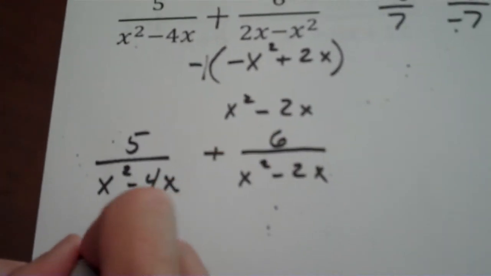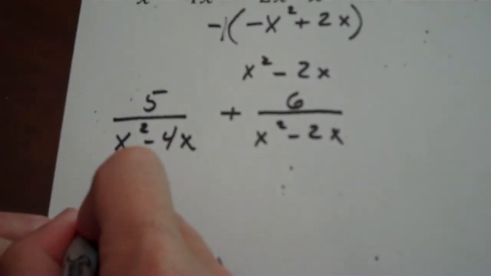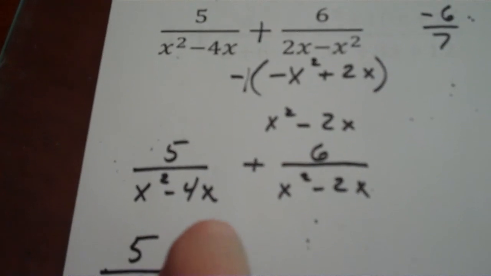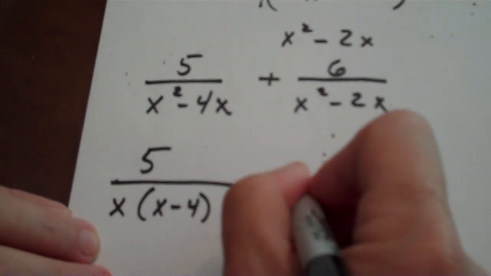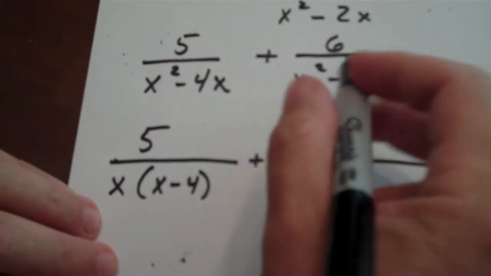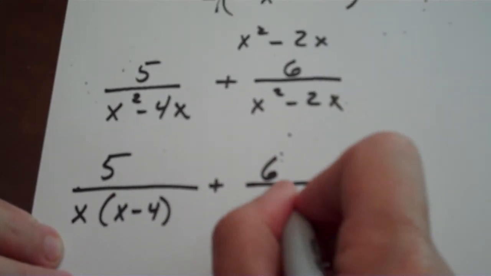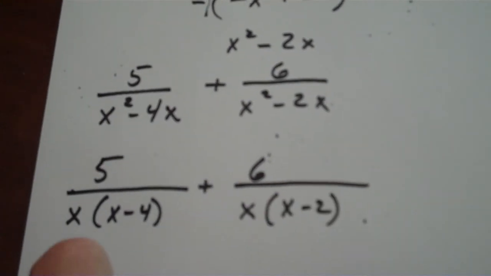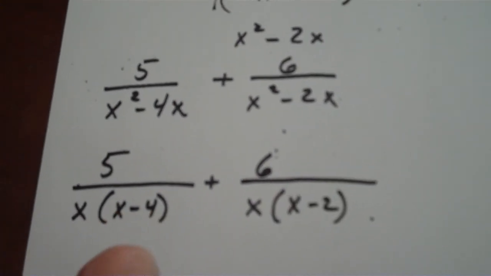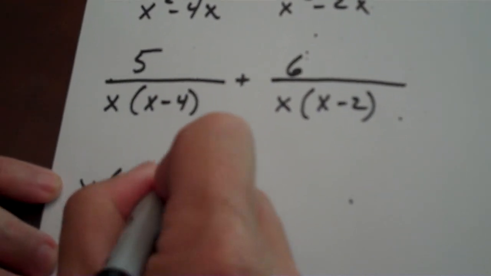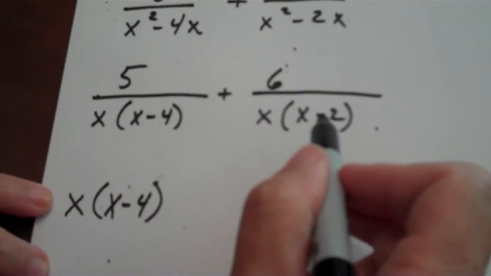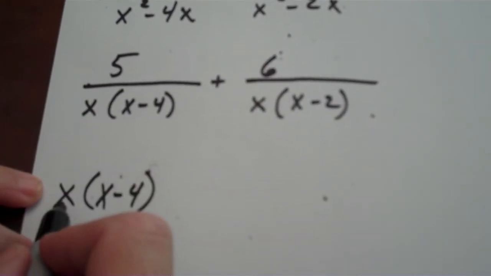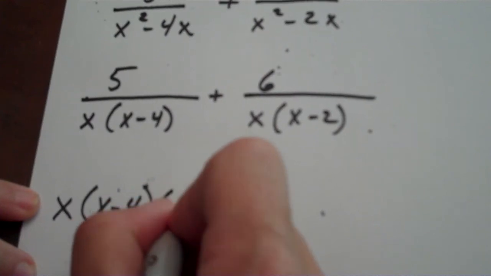Well, let's go ahead and factor. This will be a 5, and I'm going to factor out an x from both terms, which will leave me with an x minus 4. Plus 6. And I'm going to factor out an x from both terms again. I've got an x and an x minus 2. So what do I need for my common denominator? Well, it needs to have both factors. It needs to have the x and the x minus 4. It also needs to have both of these factors, the x and the x minus 2. Well, I've already got the x, folks, but I need that x minus 2.